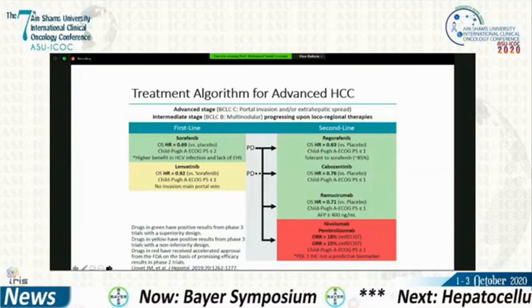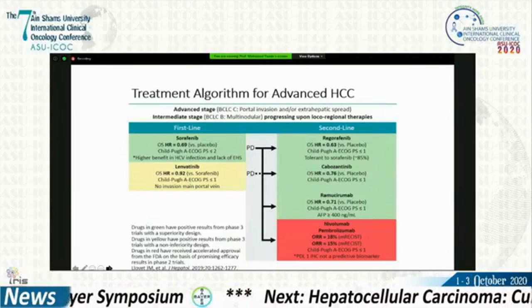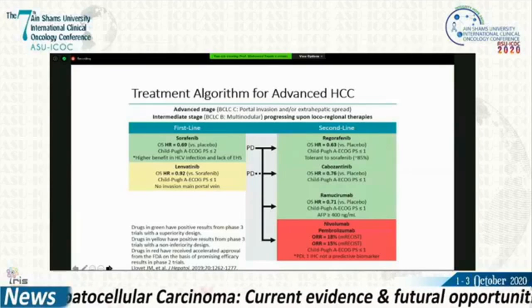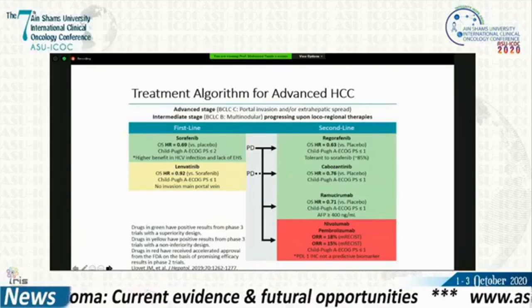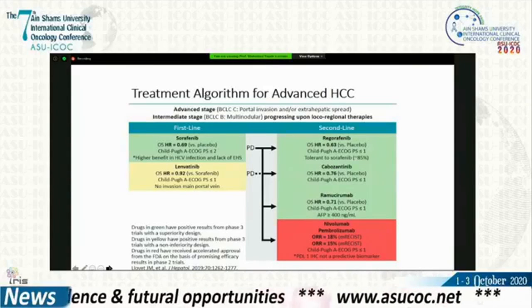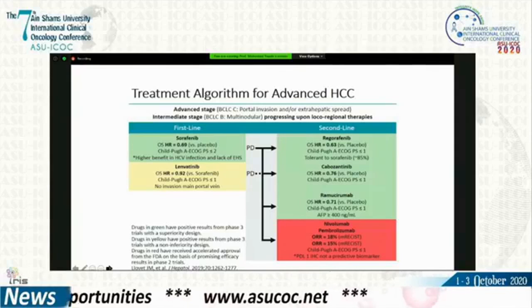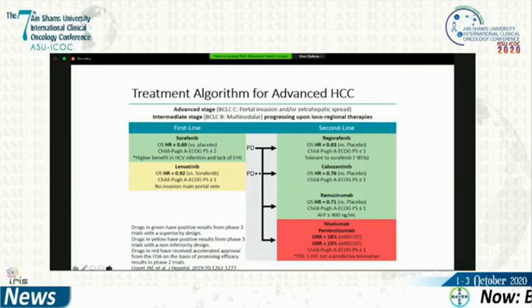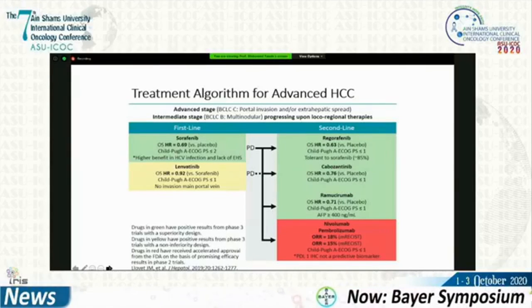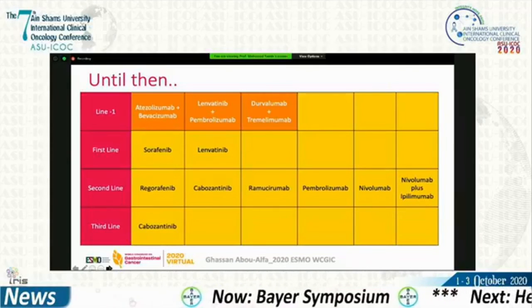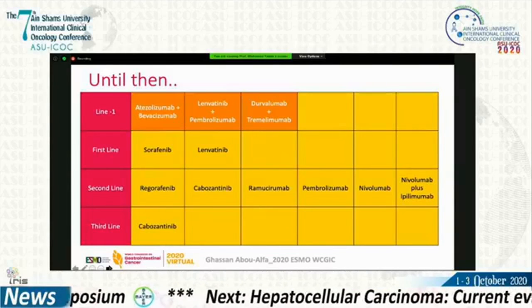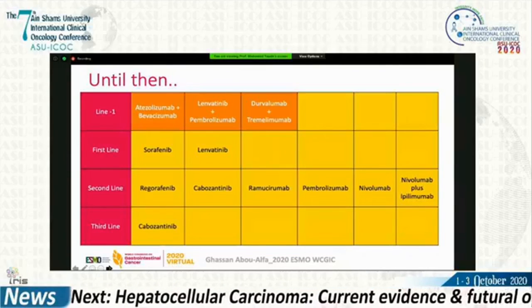Also, the IMbrave150 can be added to this phase 3 trials. But lenvatinib was added upon a non-inferiority trial, which was the REFLECT trial, and it failed to show a superiority, but it met the endpoint of non-inferiority. And nivo and pembro and nivo plus ipi had accelerated approval based on phase 2 trials. And this was presented by Professor Ghassan Abou-Alfa last ESMO GI 2020, where we have maybe the new options.